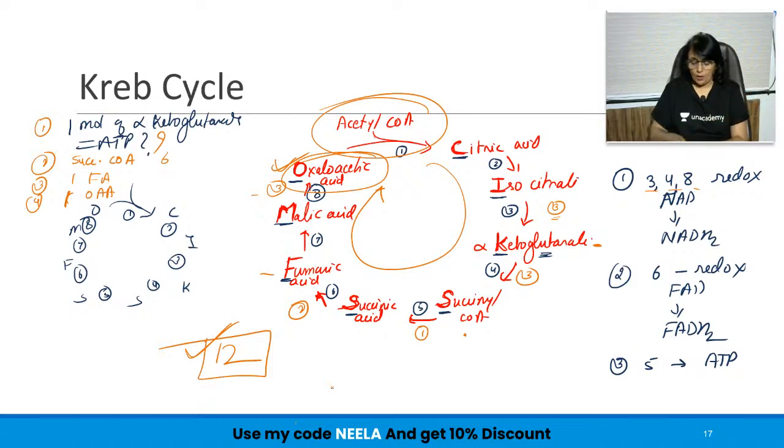Okay, so this is what I had planned for today's class. So in the next class, that is again tomorrow same time, 3:30 to 4:30, we will start with the Krebs cycle, add a few things into it, solve similar types of questions, and then continue with the next step.